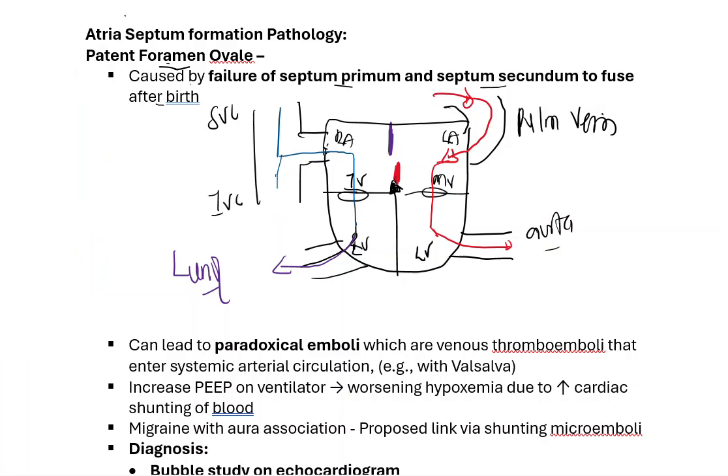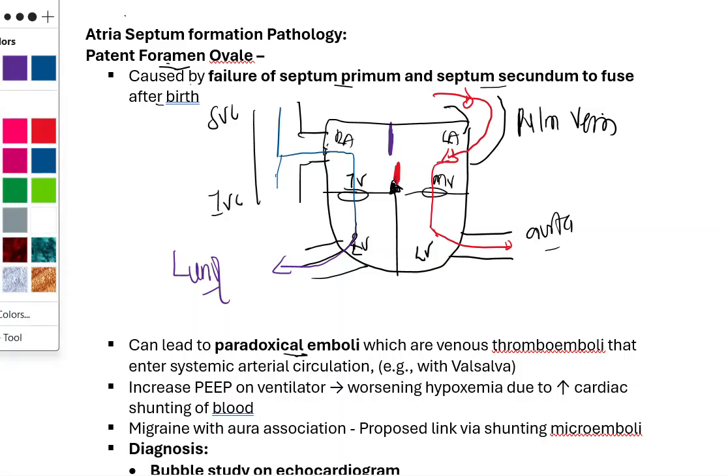So if this patient is born and there's failure of fusion of the septum secundum with the septum primum. So now we have what? We have what we call patent foramen ovale. So some of the problems that could arise from this could be paradoxical embolism. So what's paradoxical embolism? So this is somebody who has a blood clot in their leg.